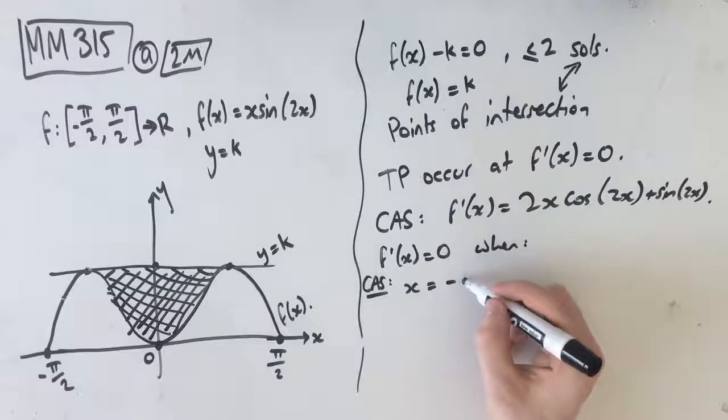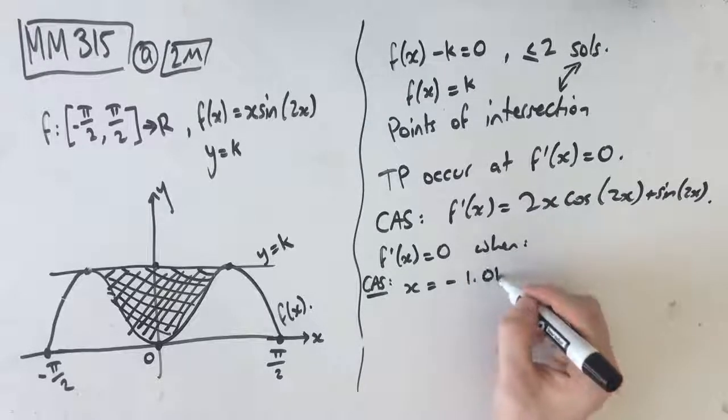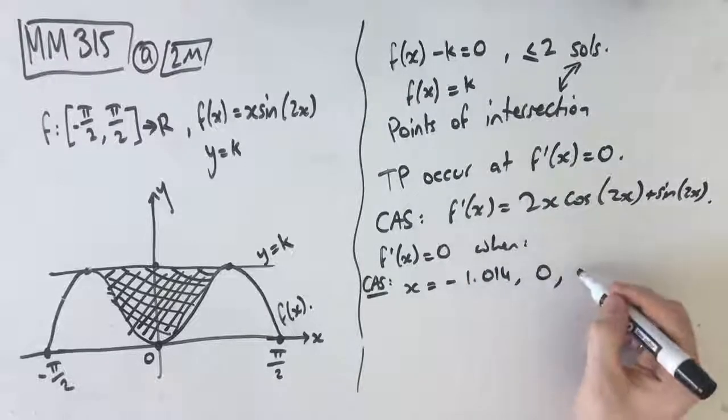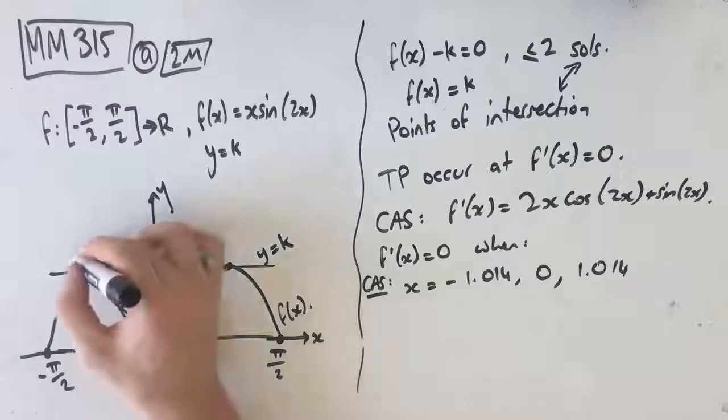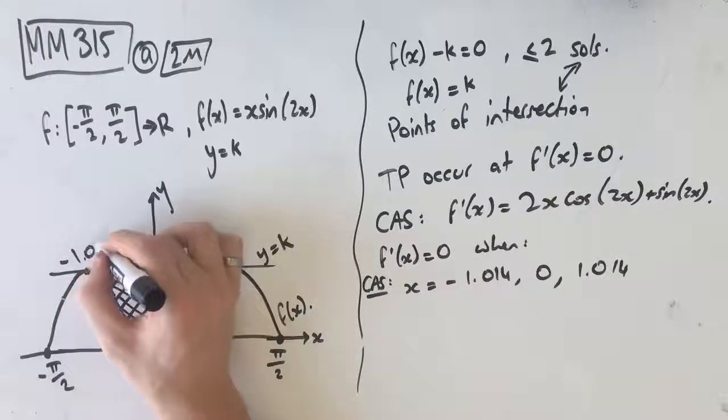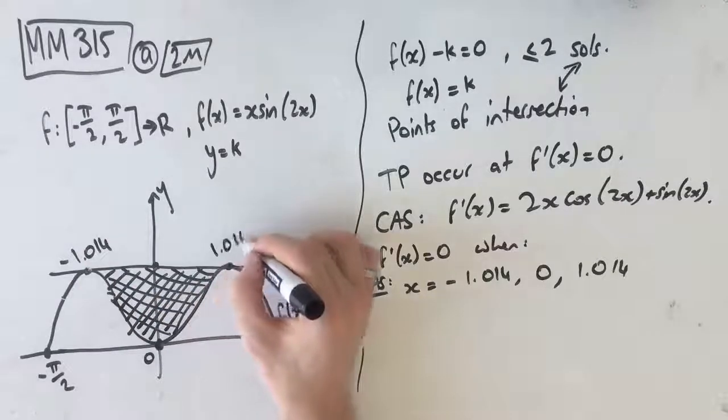X equals negative 1.014, x equals 0, and x equals 1.014. Okay, so we can see that our middle turning point is 0. That's this bit here. So that's not the turning point we're looking for. So we can see that this is negative 1.014, and this is 1.014, right?